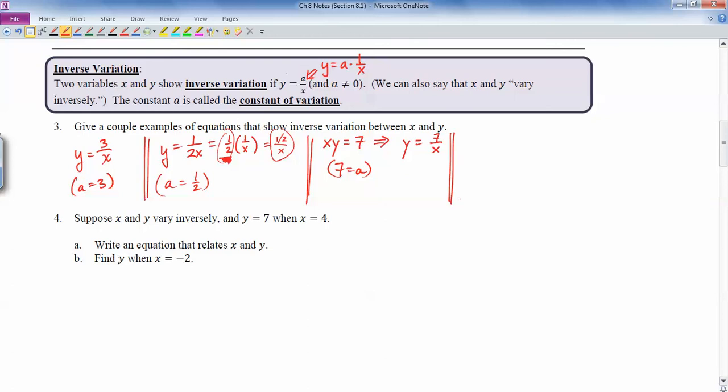Let's do one more. So you could also sometimes see it as x over y equals, oh no, sorry, never mind. That's it. Thinking of a different example.